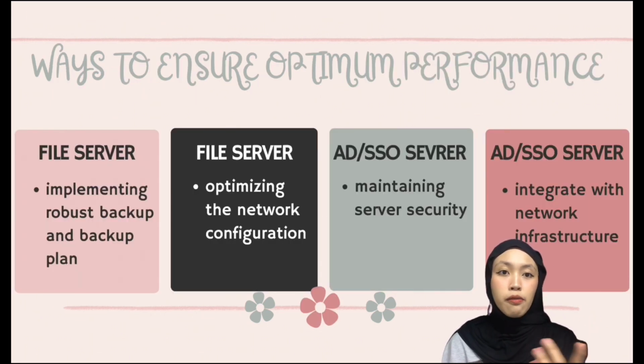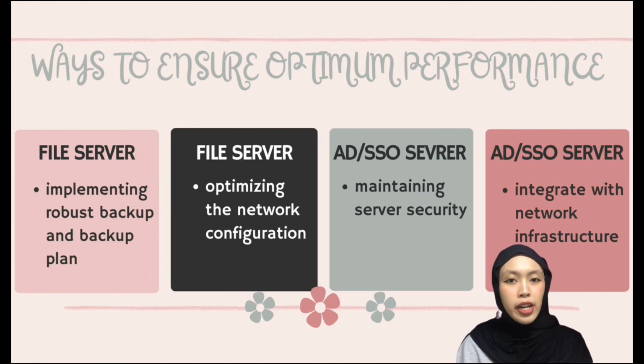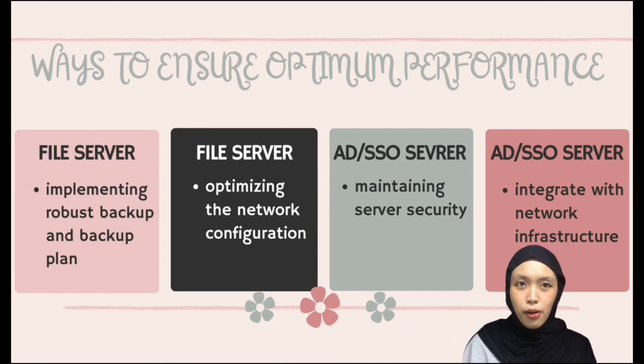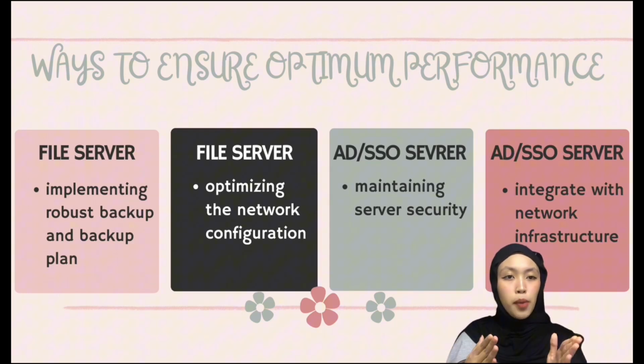Next, how to ensure the optimum performance of the 3 servers. For the file server, first we can implement a robust backup and disaster plan by making regular backups of the information kept in the file server to prevent data loss. Also, we can optimize the network configuration by making sure the file server is connected to the network switch with a high-speed Ethernet link to provide fast data transfer, and configure the network settings to ensure optimal network performance.